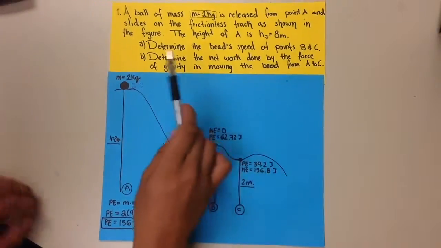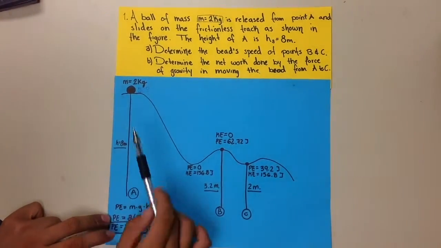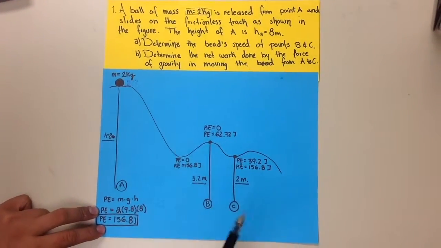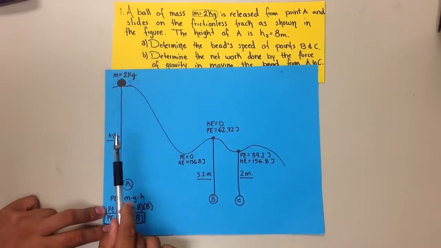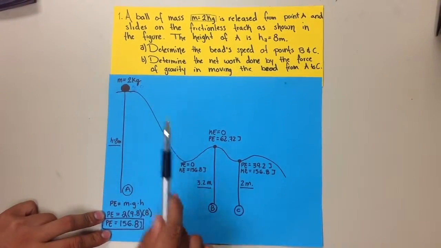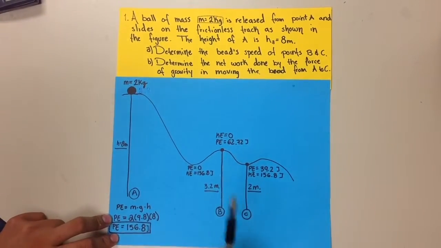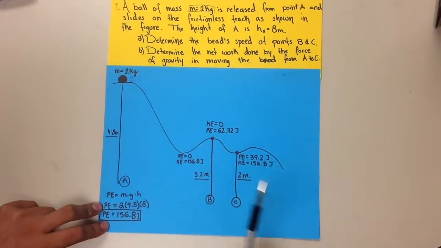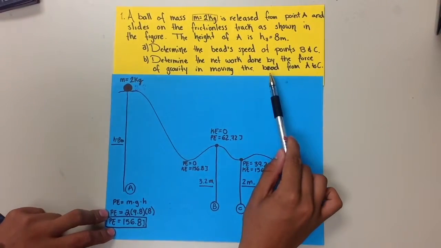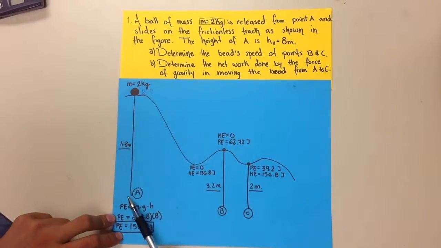A ball with a mass of 2 kilograms is released from a point A and is rolling on a frictionless track as shown in the figure. The height of A is 8 meters. Determine the speed at the points B and C, and determine the net work done by the force of gravity moving the ball from A to C.